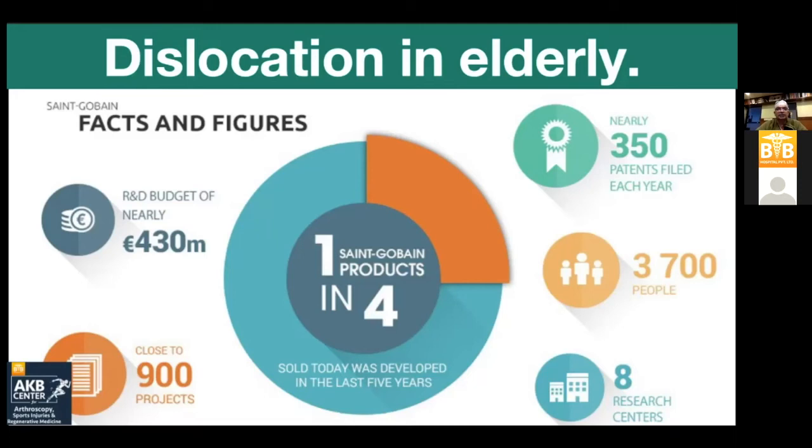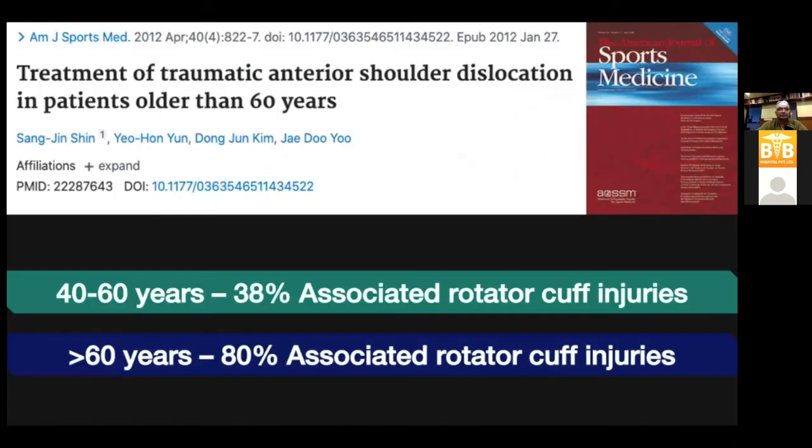If you see this article, it says that in elderly patients of 40 to 60 years of age, there is a 38% associated rotator cuff injury. If a patient more than 60 years old sustains an anterior dislocation, there is an 80% chance of rotator cuff injury. So whenever we get this kind of patient, we always have to look at the rotator cuff.